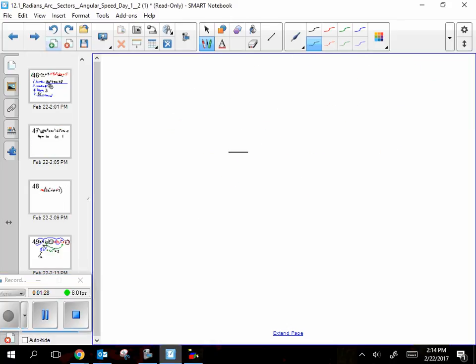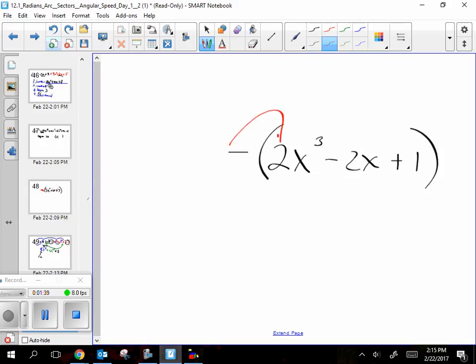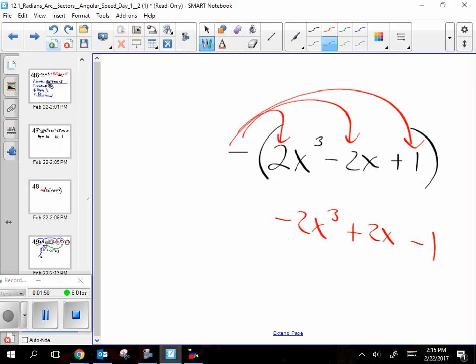One other twist they threw in is they had a negative in front of a parenthesis full of stuff. And the way I tried to explain that was if you had this, then the negative gets distributed to everything. So that's really negative 2x to the third. 2 negatives on this one makes it positive 2x, and that's negative 1. And then they'd go with the other like terms that are like them.